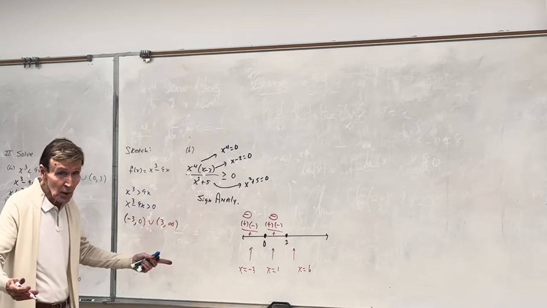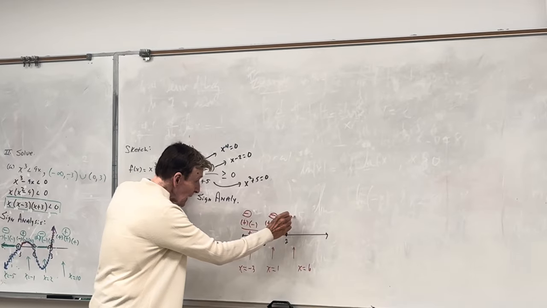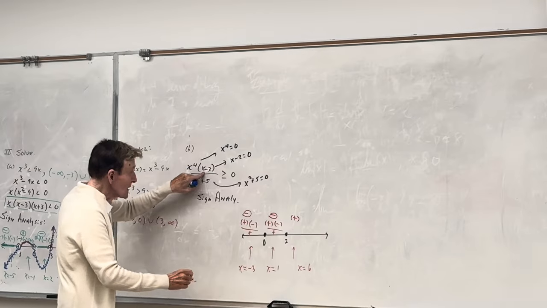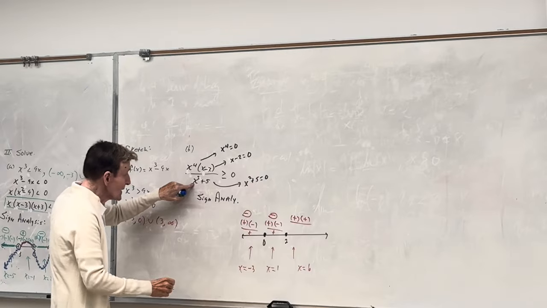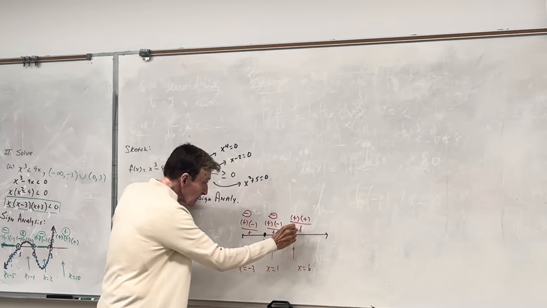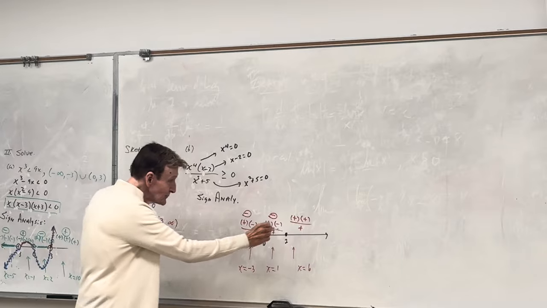Maybe the last one will work. 6. Put a 6 in here. 6 raised to the 4th, big number, but it's positive. 6 subtract 2, that's a positive 4. 6 squared, 36 plus 5, that's definitely going to give me a positive. Do I finally end up with a positive?